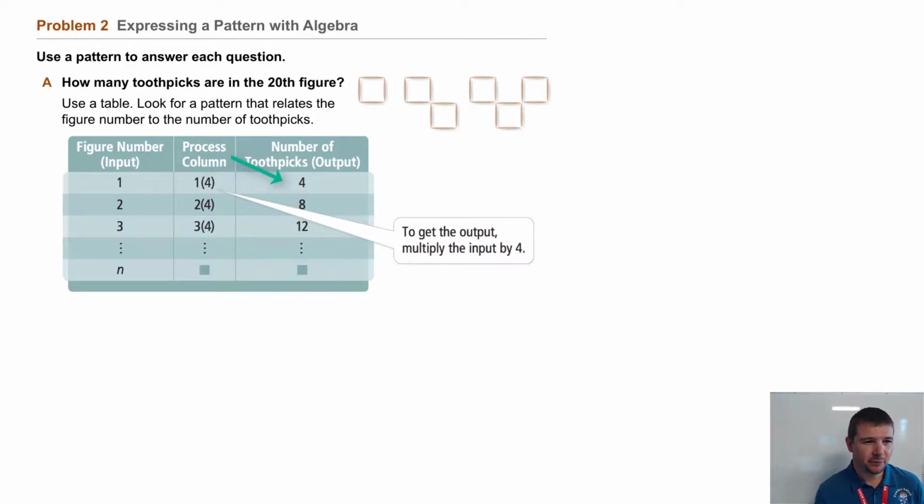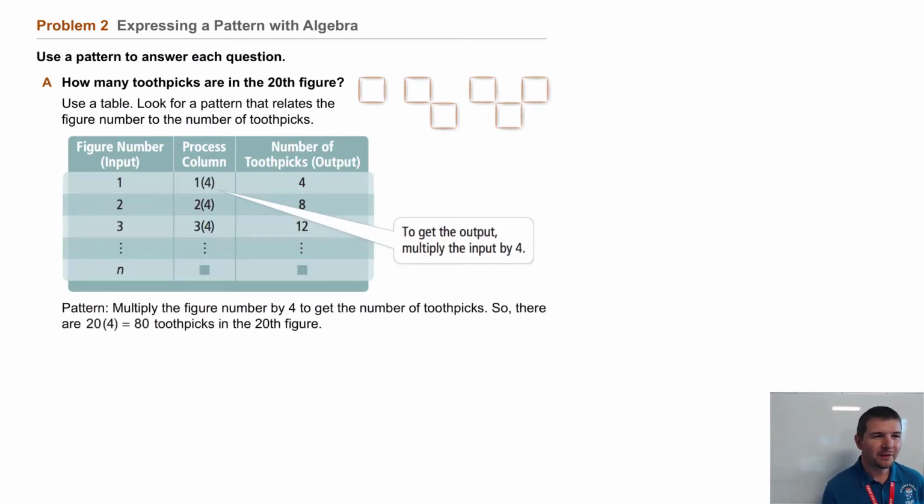That leads us to the far right column. Number of toothpicks is 4. And this pattern continues. Figure number 2, 2 times 4 is 8. Figure number 3, 3 times 4 is 12, and so on. For any number n, the process column will read n times 4, and the number of toothpicks will be 4n. So our pattern, multiply the figure number by 4 to get the number of toothpicks. So there are 20 times 4, or 80 toothpicks in the 20th figure.